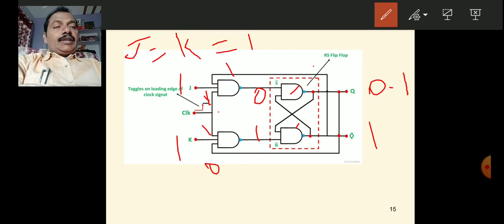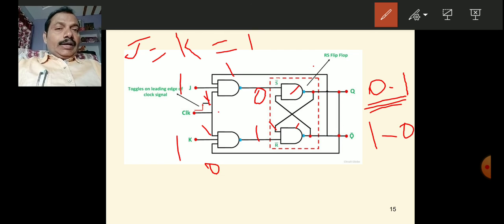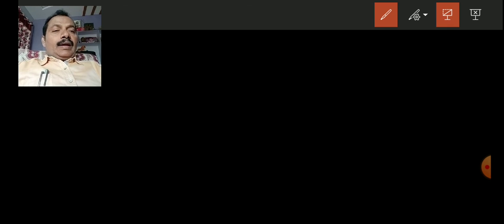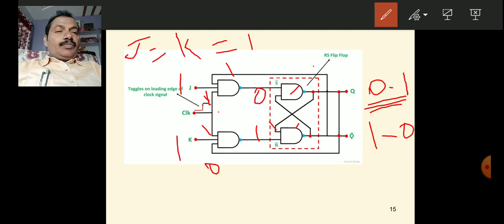Because the new output is 1, this output is fed back to here: 1, 1 feedback, output is 0. That means the previous output is complemented. It is a very important point in this case, because you have to observe this combination very carefully, and I will give some more examples so that you will clearly understand.